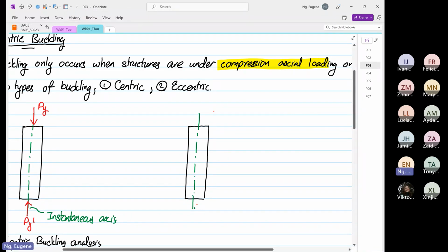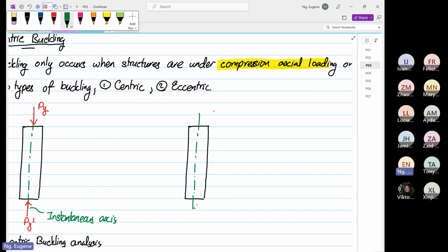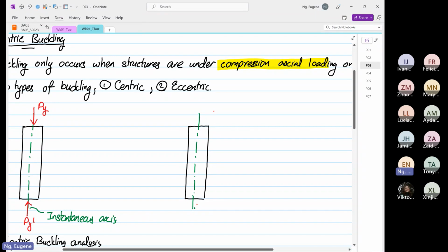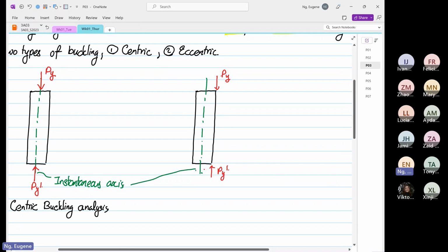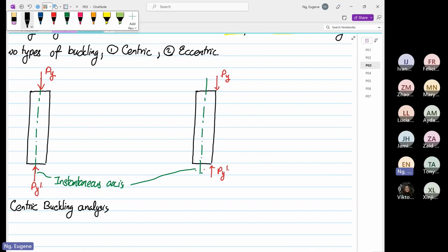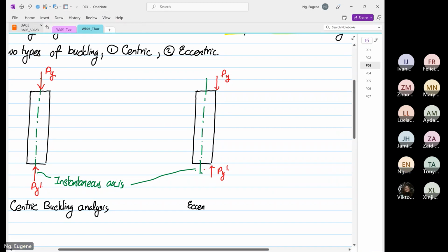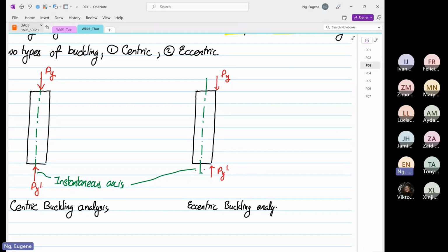So eccentric, the load now is applied not at the instantaneous axis. So this is our Py, and this is our Py prime. Under this loading condition, as you can see, it's not loaded on the instantaneous axis. This is what we classify as eccentric buckling analysis. And the formulas are very different.